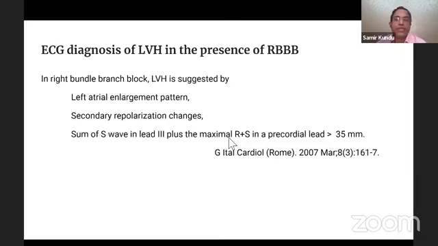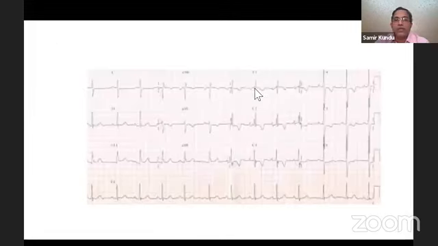ECG diagnosis of LVH in the presence of RBBB. In right bundle branch block, LVH is suggested by left atrial enlargement pattern, secondary ST-T changes, and an S wave in lead III. Maximum R plus S in any precordial lead more than 35 millimeters is suggestive of left ventricular hypertrophy in the presence of right bundle branch block. This is an incomplete right bundle branch block. Here there is no S wave in lead III, but in some precordial leads R plus S is more than 35.